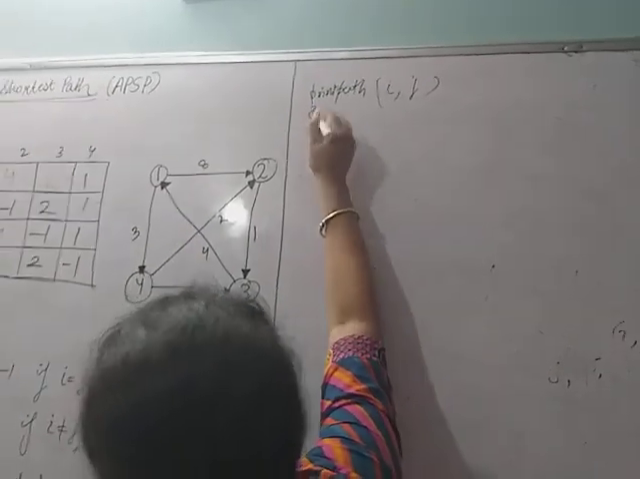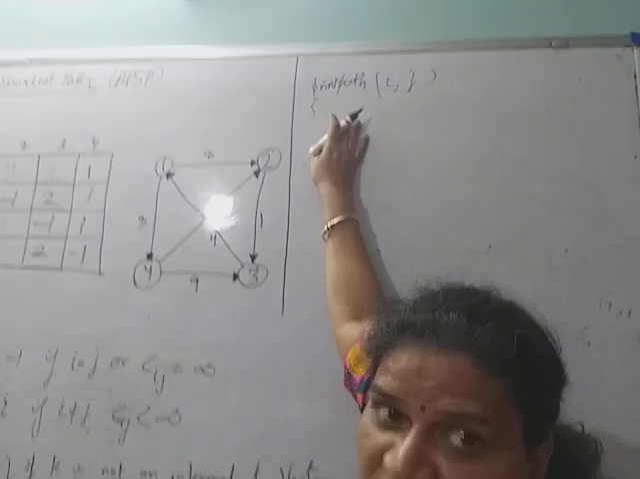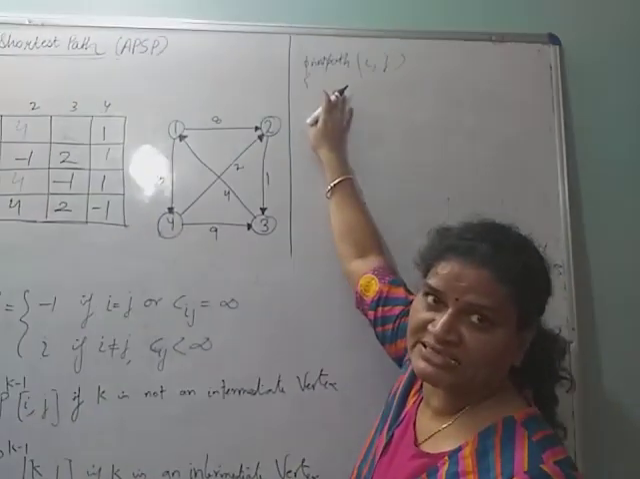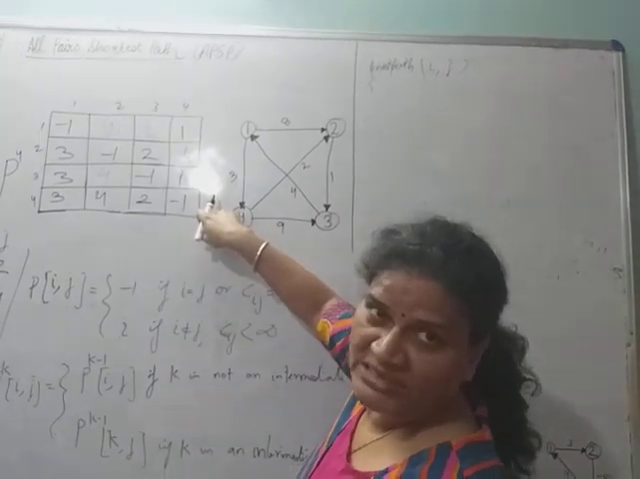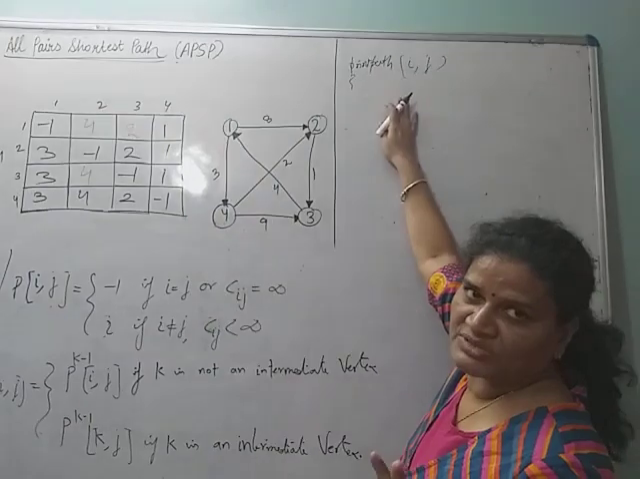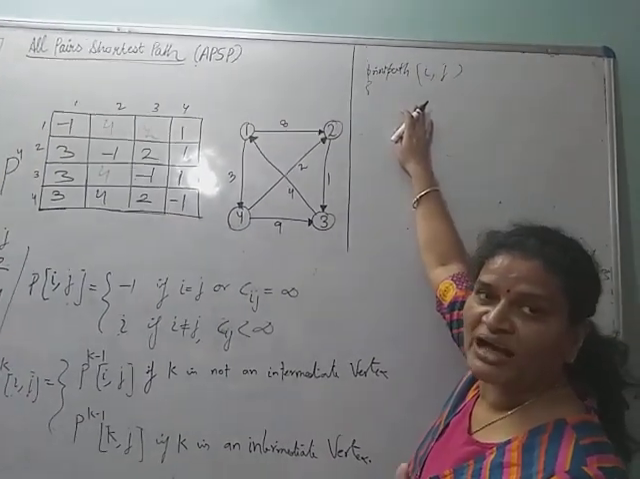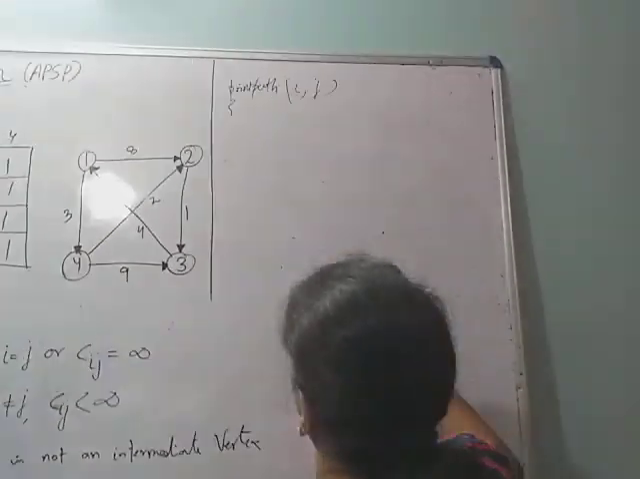This function will be called to find the shortest path between every pair of vertices. So if there are n cross n matrices, there are n cross n entries, so you have to call this function n cross n times for taking the shortest path between every pair of vertices. PrintPath(i, j).